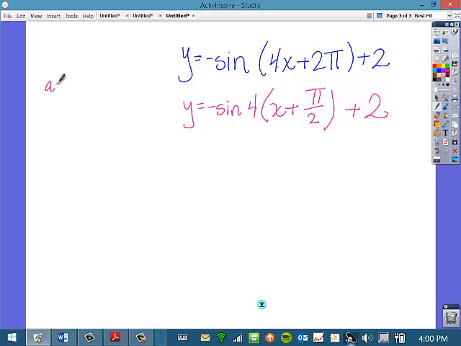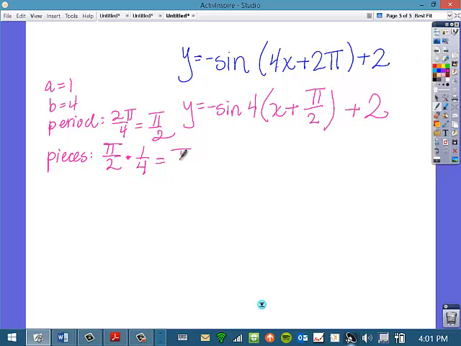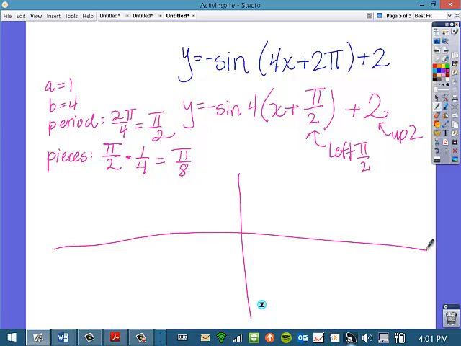So amplitude is 1, b is 4, so that makes my period 2 pi over 4, which is pi over 2. So then your pieces, you take your period and divide it by 4, which is the same thing as multiplying by 1/4, so each piece is pi over 8. You're going to shift it to the left pi over 2, and shift it up 2. Instead of going from 1 to negative 1, you're going to be at 3 to 1.